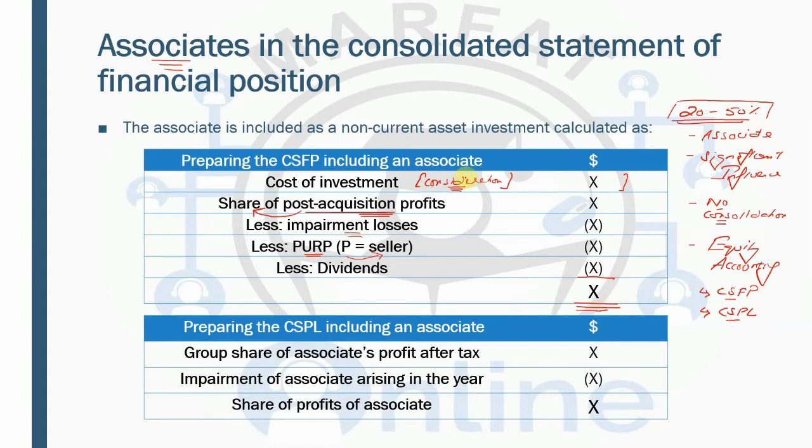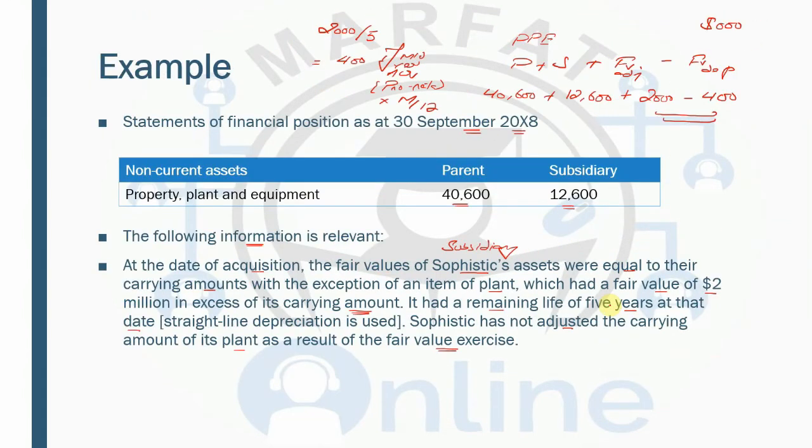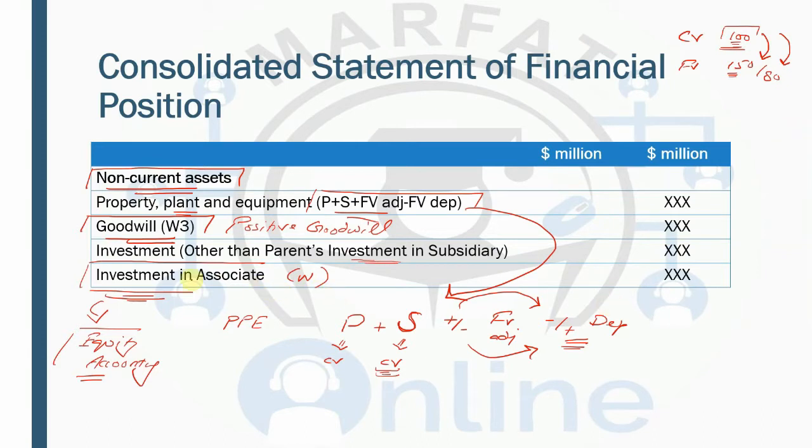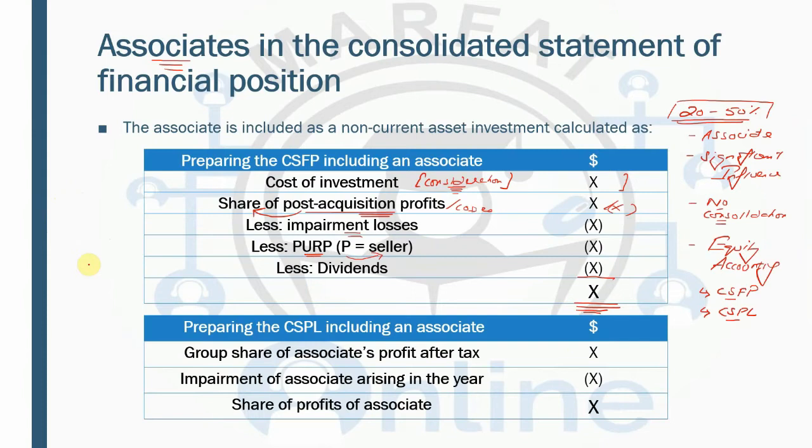So remember, we'll be starting with the amount which has been paid by the parent to the associate, and if there are post-acquisition profits, that will be added. If there are losses, similarly that will be deducted. Impairment will be deducted, unrealized profit will be deducted, dividends will be deducted, and this figure will be recorded in the consolidated statement of financial position in the non-current assets, and the head is going to be investment in associates.